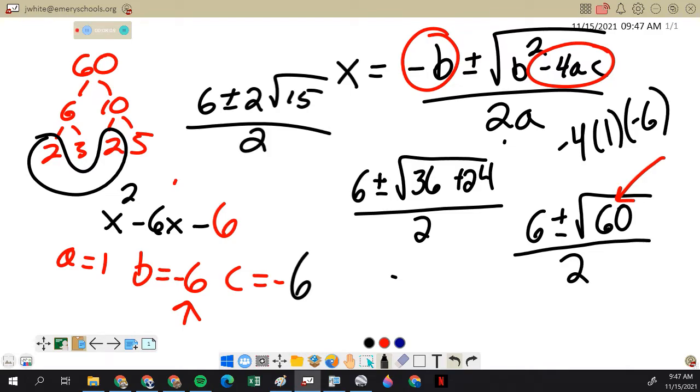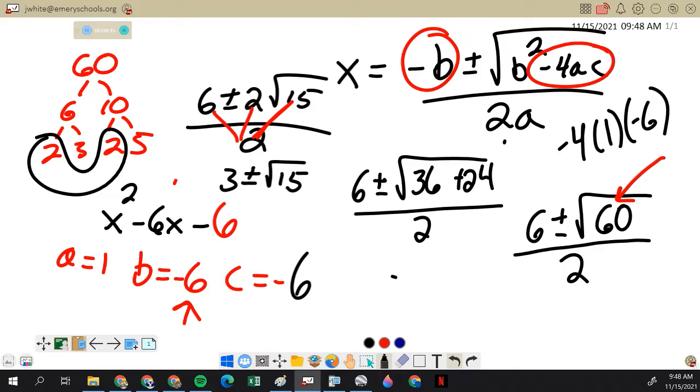Now, remember, you cannot cancel something in the square root with something out of the square root. That's not allowed. But these all share a 2. So I can divide a 2 out, and I get 3 plus or minus the square root of 15. That is what we call the exact answer.